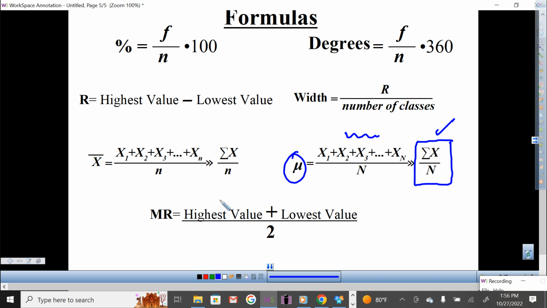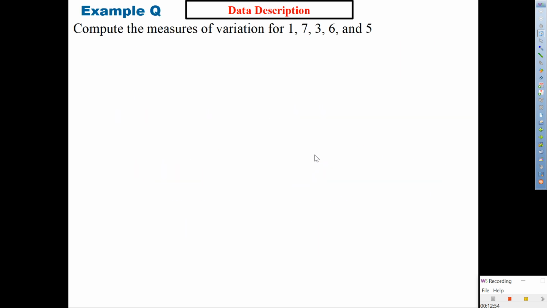Now, once again, don't get confused. We're just doing the same thing, but for two different groups, for the overall group and for a smaller sample group. That's why we need two different types of variables. That's why we use mu for the population and x bar for the sample. All right. With that said, y'all ready?